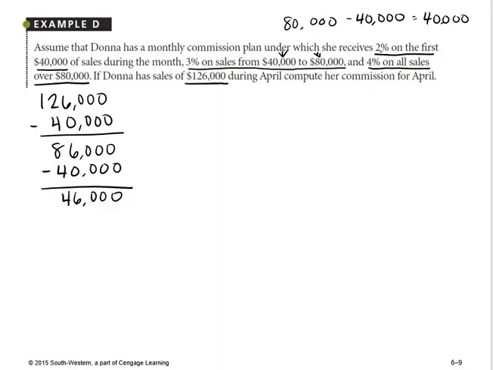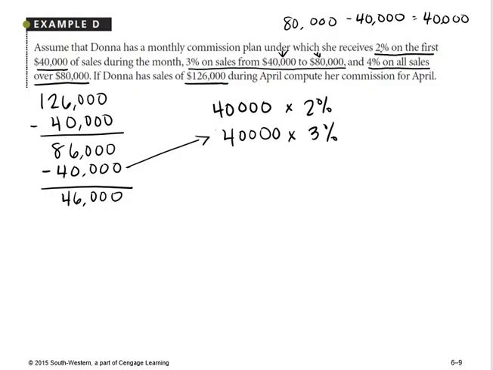Now if we visualize this, for the first $40,000 of sales, the first $40,000 that she made, she earns a 2% commission rate. Next, we're calculating 3% on sales between $40,000 and $80,000, and that's what we found here. So that's at 3%.